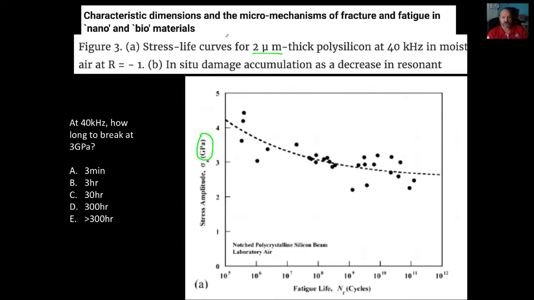Okay, so they did a stress life curve for 2 micron thick polysilicon at 40 kilohertz, in air. So there's some resistance factor, some damping coefficient in it. They can also do it in vacuum, but in their test facility, it was easier to do it in the air. They would run these things at 40 kilohertz at this stress level and wait for it to fail.